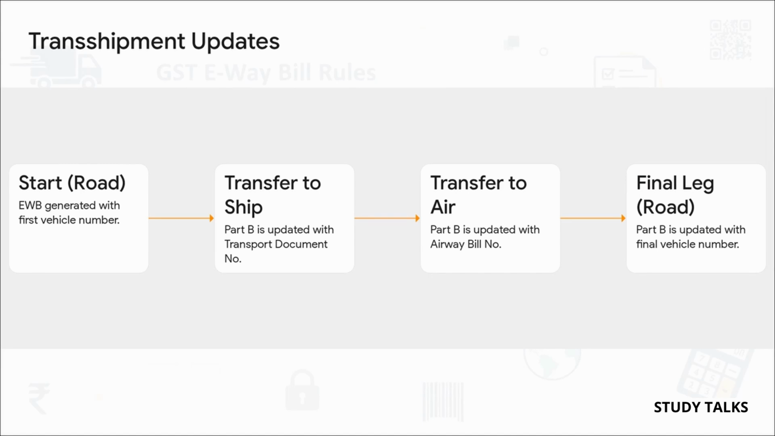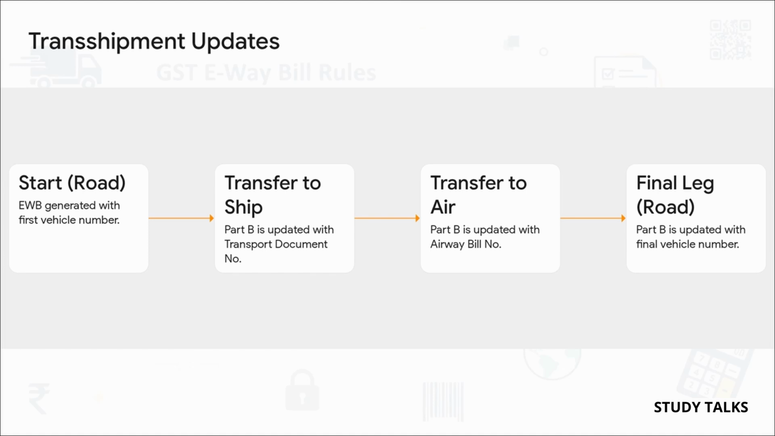Okay, what happens when goods change hands? You know, they go from a truck to a ship to a plane and then another truck. This is called transshipment. You don't need a new e-way bill every time. You have one e-way bill for the whole journey. You just keep updating Part B.